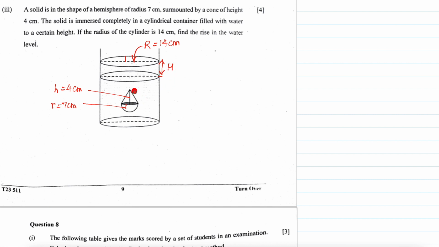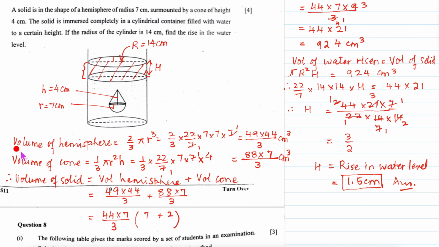Now we know that the volume of the body immersed will be the volume of the water which is displaced. So this much volume of water is equal to the volume of this body. So let us see how we write our statements. So first point is to find the volume of the hemisphere, that is this part.